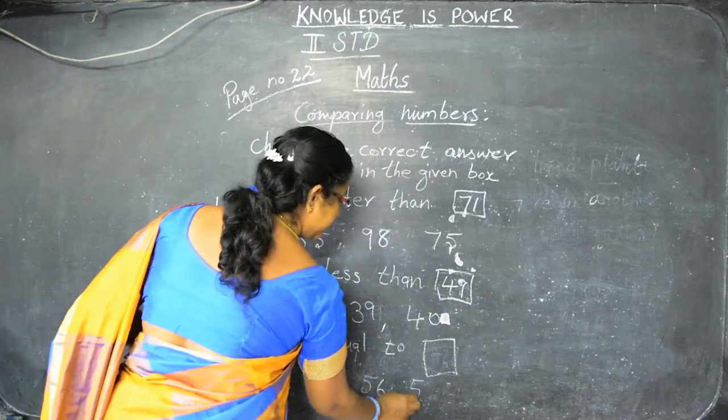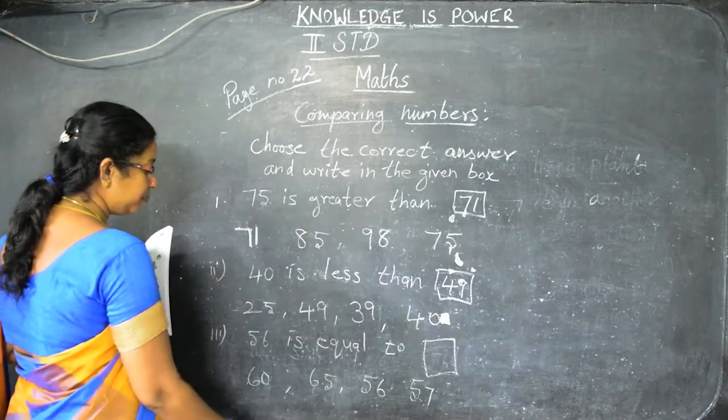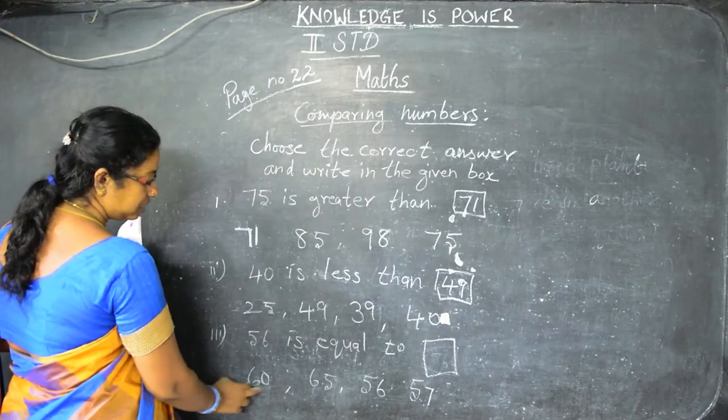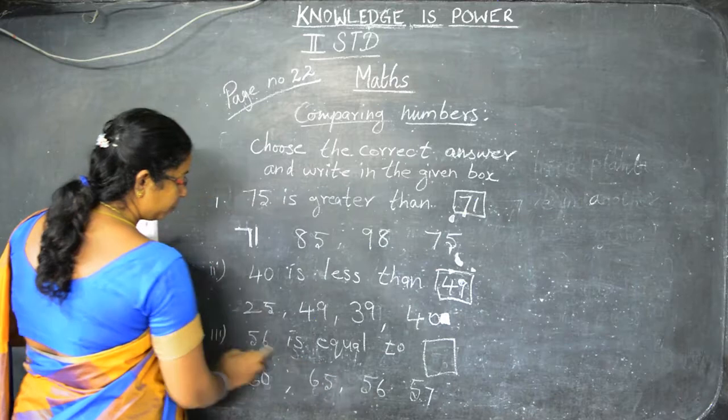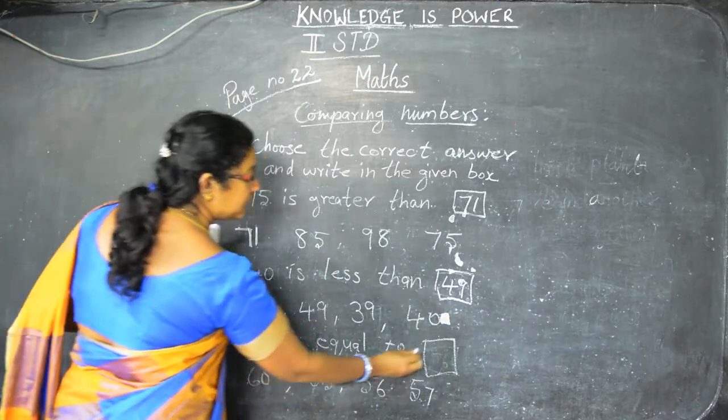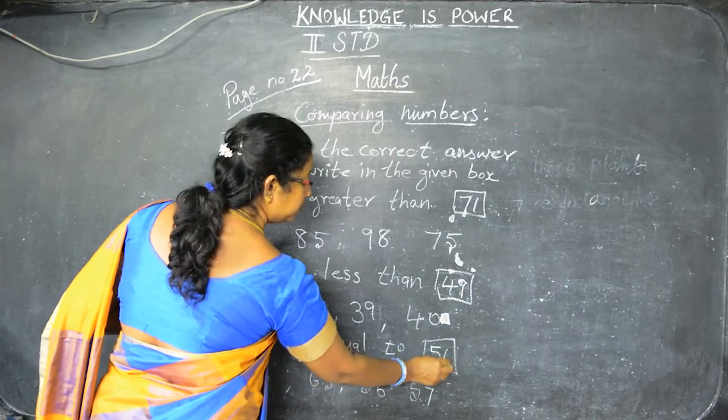Then 57. What will be the equal number? See here. 60, 65, 56 is here. Then 56 is equal to 56. Then here 56 will come.